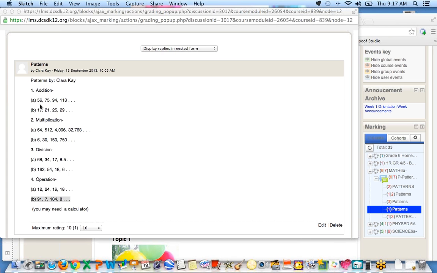All right, so we went from 56 to 75 to 94 to 113. Anybody want to guess what the next number would be in this pattern?